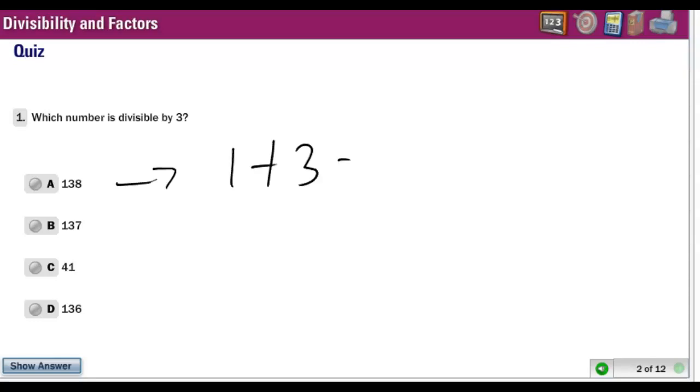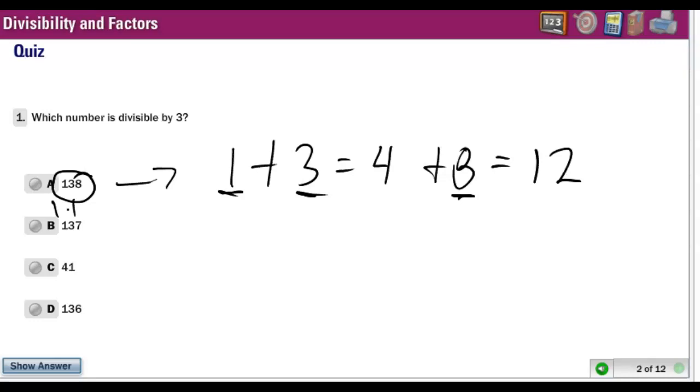1 plus 3 is equal to 4, and 4 plus 8 is equal to 12. So 138, right? We add up the sum of the digits. So 1 plus 3 plus 8, that's equal to 12. Now is 12 divisible by 3? Yes, it is. Divisible just means it could go in without a remainder, and that is the answer, right? So you find one that works, that's it, right?